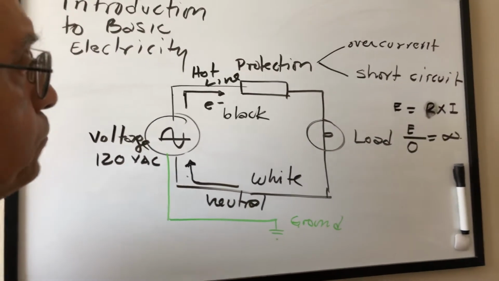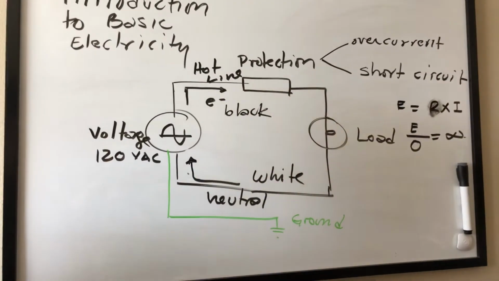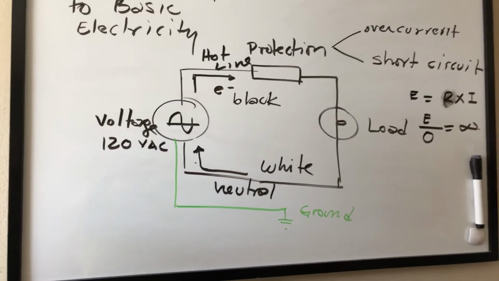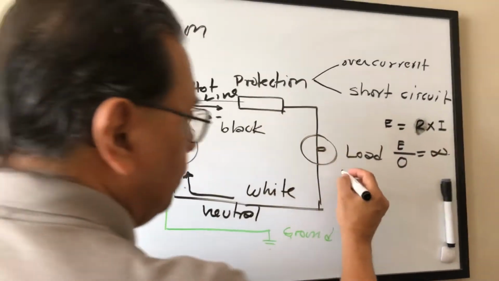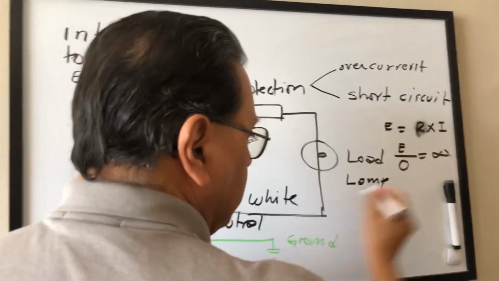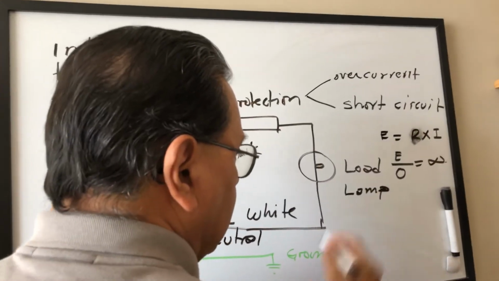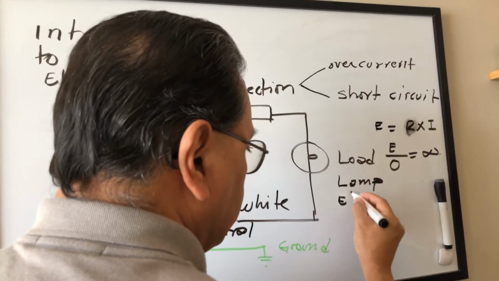Okay, so these are the basic components of any electrical circuit. Talking about the load, it could be any lamp, any luminaire, and it could be an electrical motor.